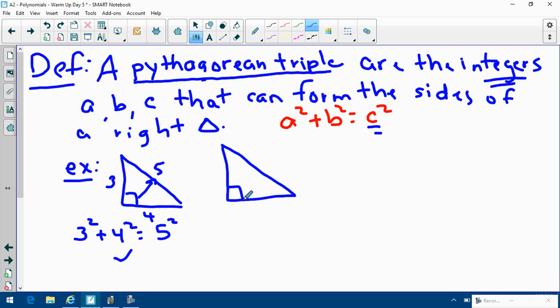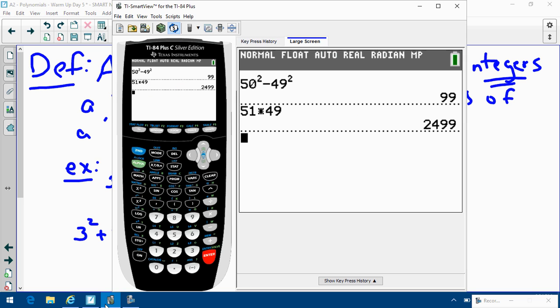Another Pythagorean triple. Maybe you've heard of 7, 24, 25. You did a lot of these with geometry last year. Sorry, you geometry haters. I feel for you. Is that a Pythagorean triple? Well, 7 squared plus 24 squared. Does that equal 25 squared? This one I might have to check out.